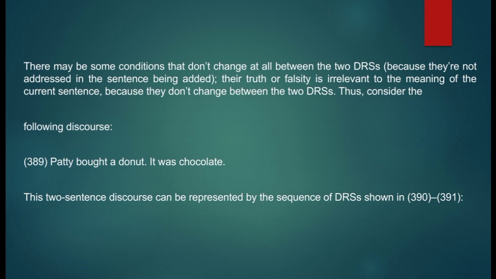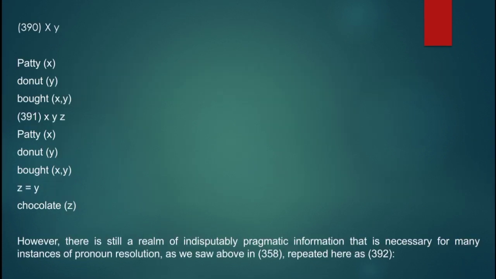Thus, consider the following discourse. In 389, Patty bought a donut. It was chocolate. This two-sentence discourse can be represented by the sequence of DRSs shown in 390 and 391. The first sentence, Patty bought a donut, is represented by the DRS in 390. The entire discourse in 389 is represented by the DRS in 391. So the meaning of the second sentence, it was chocolate, is the difference between these two DRSs.